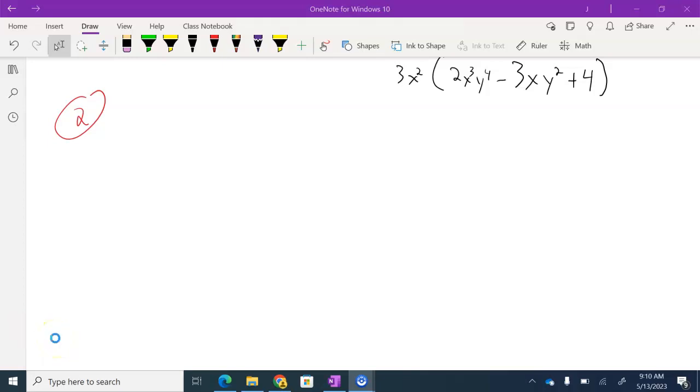The second type of factoring that you're going to see is difference of squares. And you can look this up on YouTube as well, but it's probably the easiest factoring out of all of it once you get the idea.